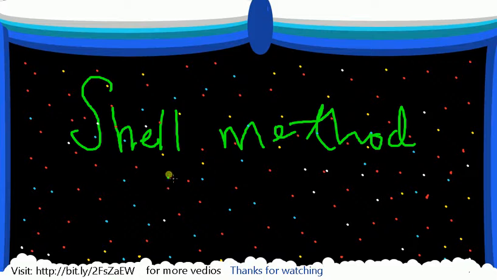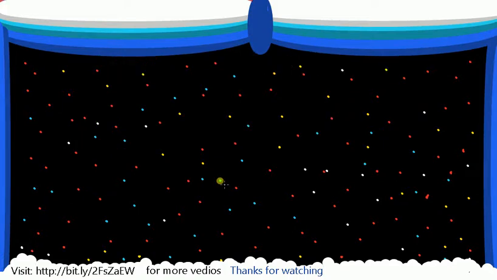Let's look at some shell methods. So for a shell method, we are dealing with volumes. A shell is something like a cylinder form.